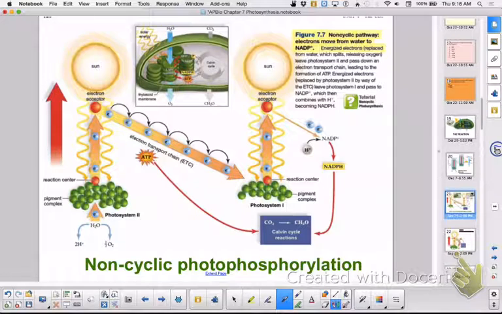So what's happening is we're taking those hydrogens that we brought in and we're making them go back out into the stroma. So you've got to go like this, and you make some ATP.